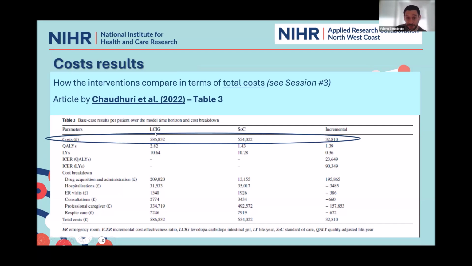And in particular, you can see the intervention group is associated with approximately £586,000, while the standard of care is associated with approximately £554,000. So there is a difference here as well. In particular, we can see there is a difference of 32K or 33K. So the intervention group seems to be associated with a higher amount of cost, doesn't it? So it seems to be more expensive than the standard of care group.